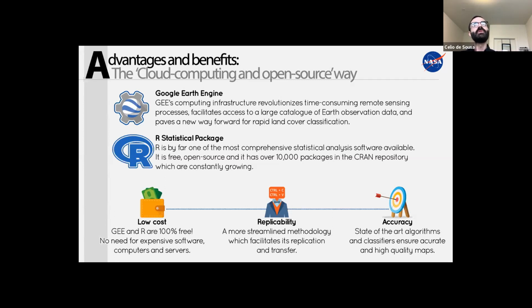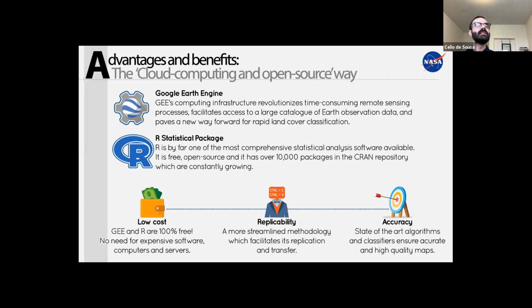But how do these advantages translate into reality? What are the tangible advantages of all these technicalities about these platforms? Well, it means that it is very inexpensive. So it's very cheap, it's very low cost. Both Google Earth Engine and R are free, so you don't need to pay for them. And also you won't need an expensive computer and an expensive suite of software to be able to handle all the Landsat data sets and run the analysis, because Google Earth Engine does this for you in a matter of minutes.